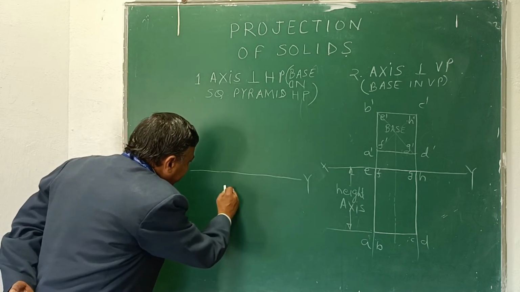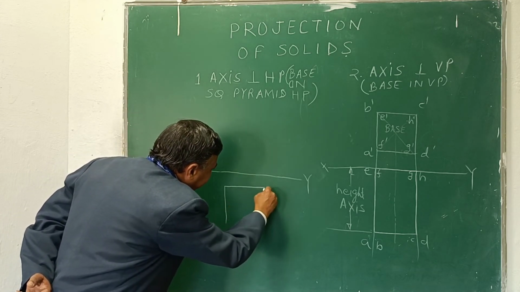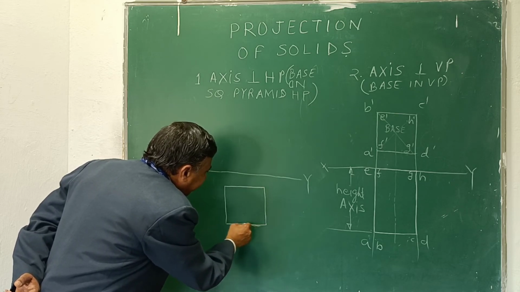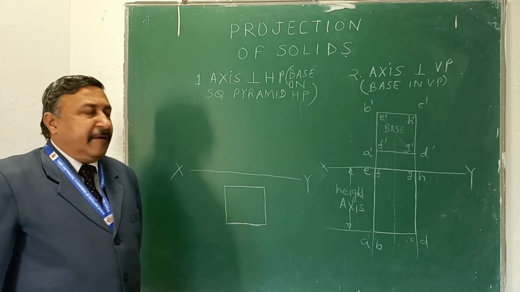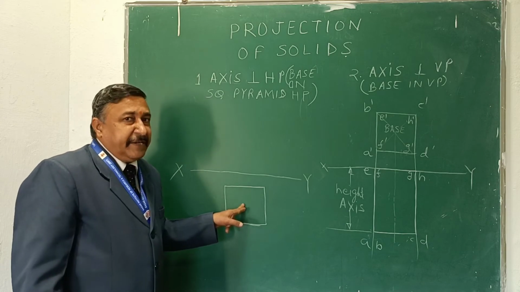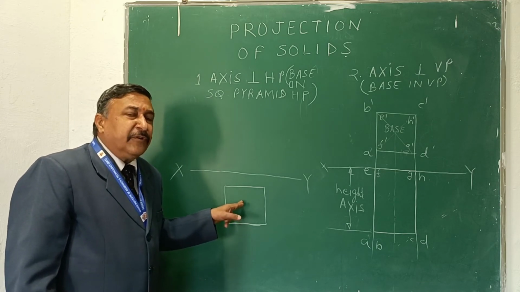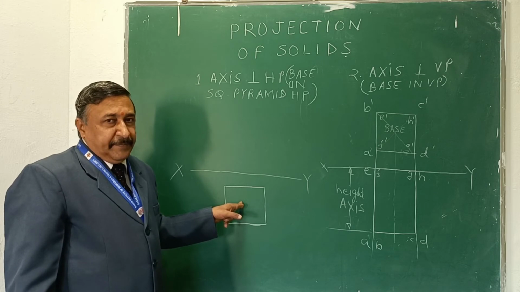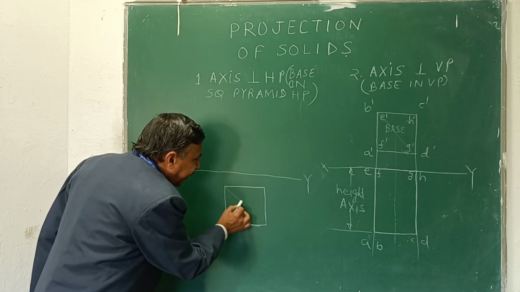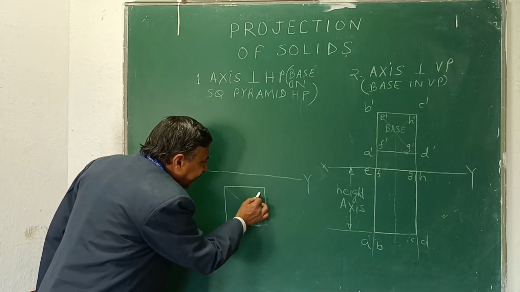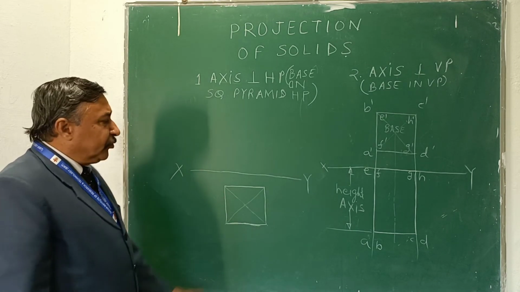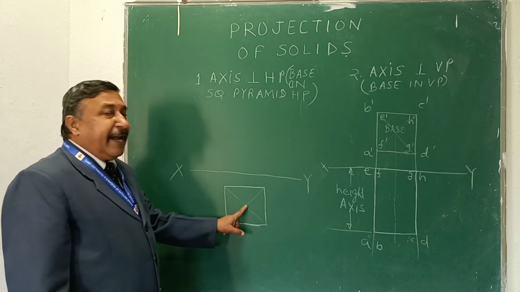This is our top view. Square pyramid has a square base. But now just observe that in square pyramid, apex is also seen from top view. How do we find the apex? Just by drawing the diagonal of this square. So this is the apex.